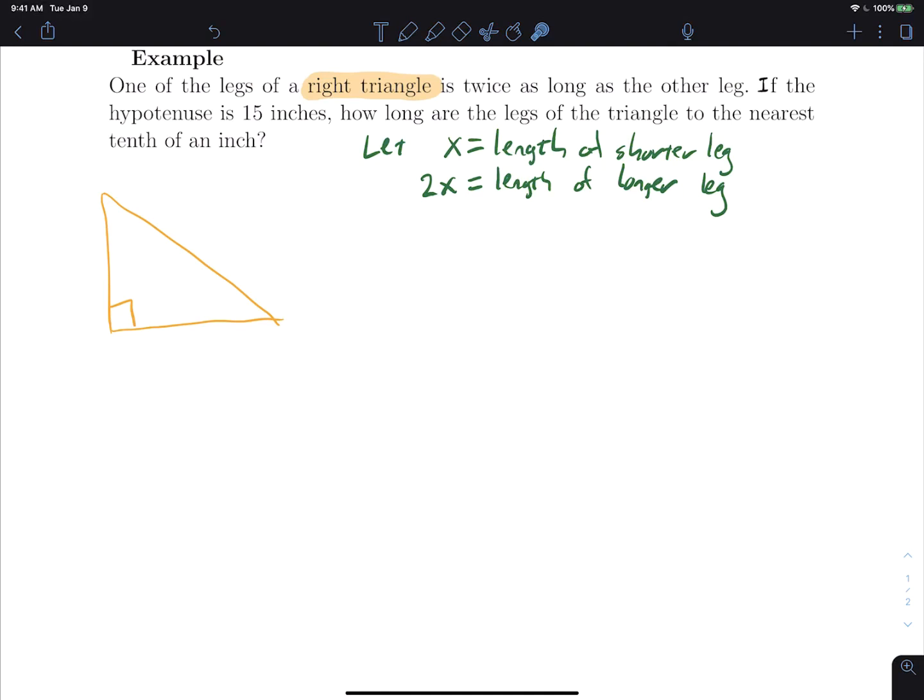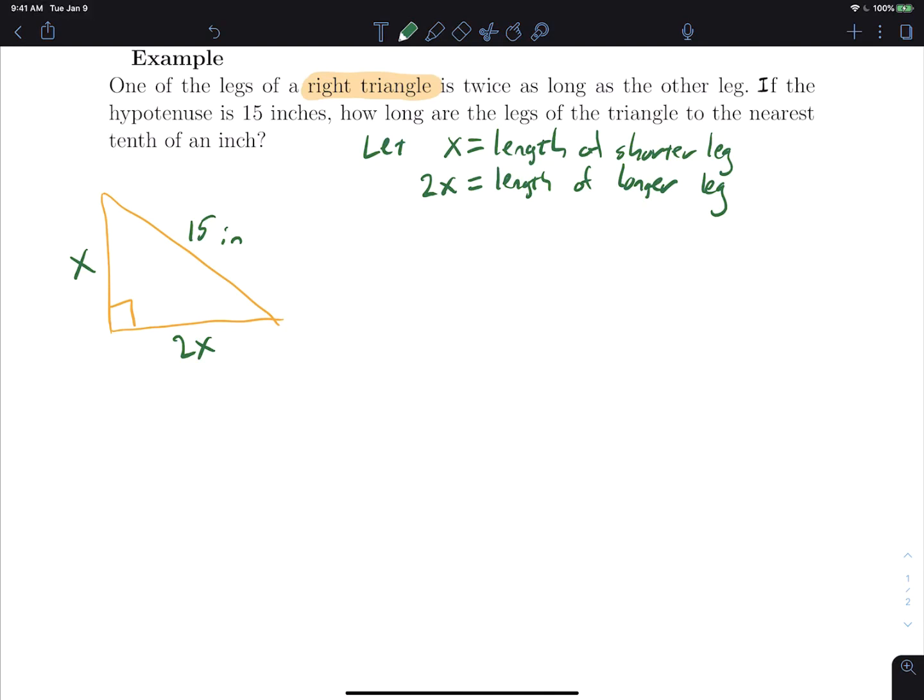Awesome. So in our diagram over here, it doesn't really matter which one of these you label these as. So I'm going to label this as x and this is 2x, but it really doesn't matter. You could put this as 2x and this is x. It will not change anything. If the hypotenuse is 15 inches, now that's fantastic because that just tells me that that right there will be 15 inches.